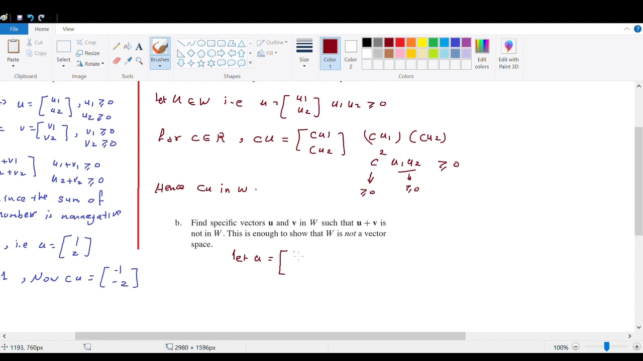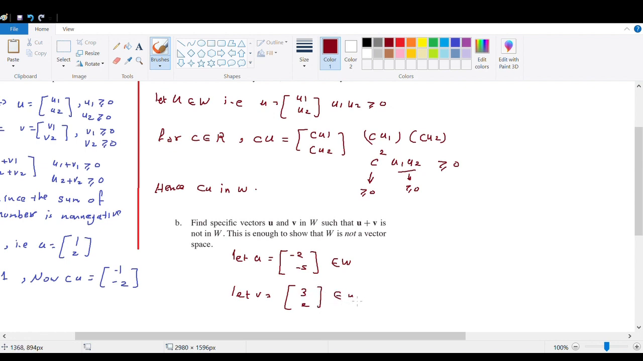So if we assume u is equal to, for example, (-2, -5). This is in W, since -2 multiplied by -5 is 10, and 10 is greater than or equal to 0. And let v be equal to, for example, (3, 2).